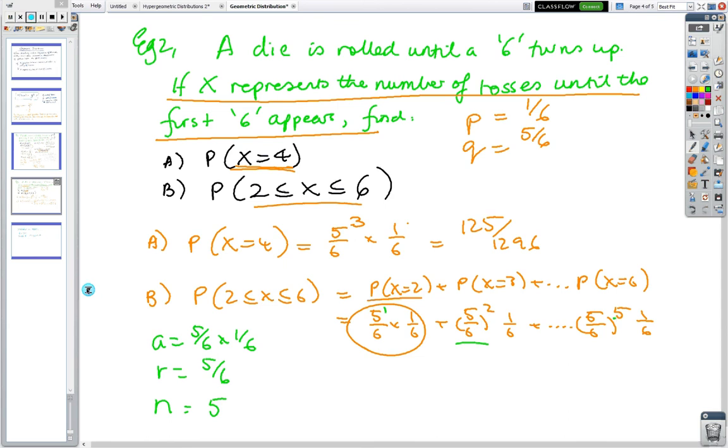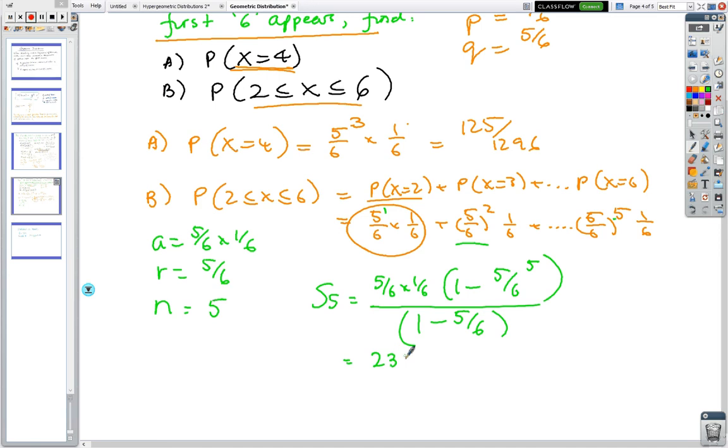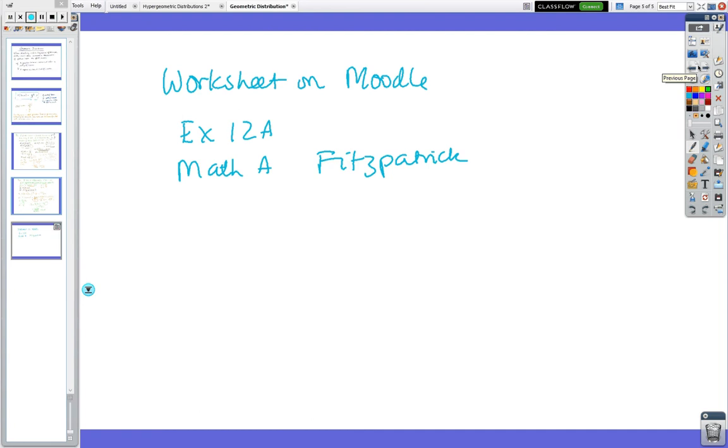And so S5 equals A times 1 minus R to the power of N over 1 minus R. Put that in brackets, and on your calculator I got this answer, which is about 0.5. Okay, so copy that and come across, and there's the exercise that we'll be doing from Moodle. Pretty straightforward. Thanks.